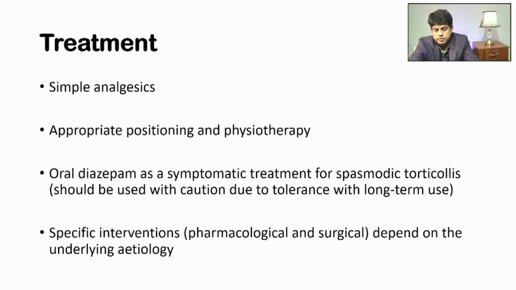And congenital muscular torticollis can be managed with appropriate handling, positioning and physiotherapy as well. So they have a place in the management of congenital muscular torticollis and some of the variants of acquired torticollis. Oral diazepam as a symptomatic treatment for spasmodic torticollis can be given, but like I said, it should be used with caution because of the risk of development of tolerance. And depending on the etiology, you can use specific pharmacological and surgical interventions to manage the underlying cause of torticollis.